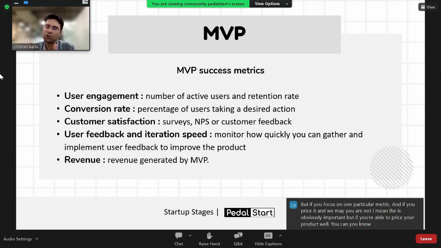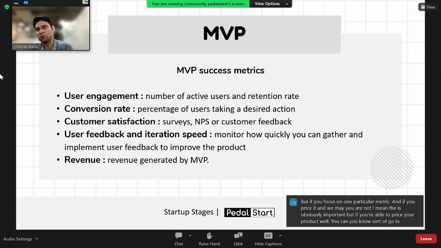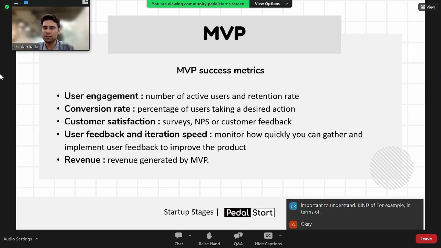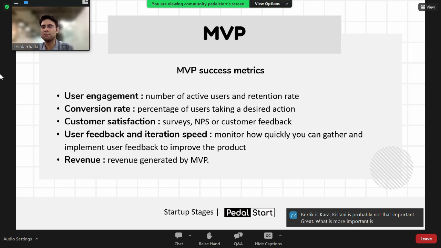Revenue is obviously important, but it's important to understand what is important for the user and what is not. For example, if I talk about HRMS, probably the most important thing is attendance tracking. Whose birthday is coming is probably not that important. What is more important is people being able to get each other's contacts.